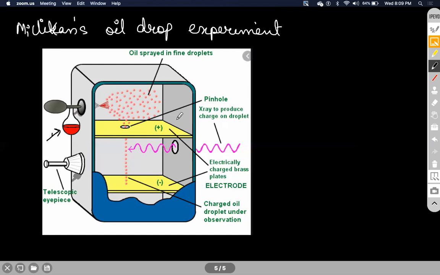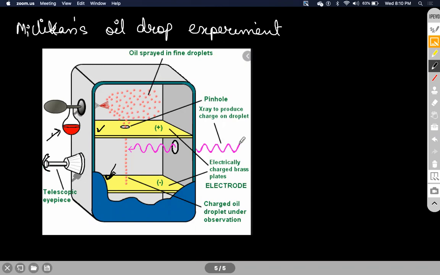Now here there is a positive plate of the battery; these two plates are connected with a battery. These are just two surfaces connected with the battery. There was one hole here. A few oil drops pass through this hole due to gravity and fall down. There is a telescopic eyepiece, which means the person is observing from this end.